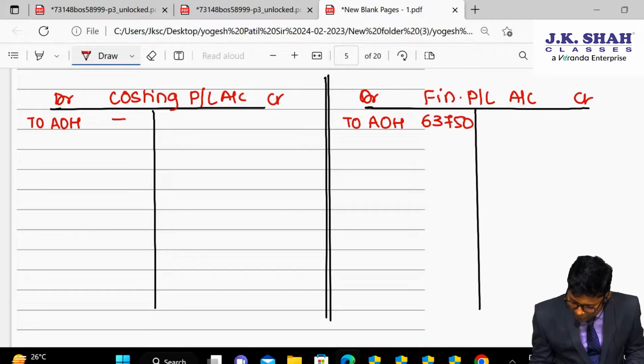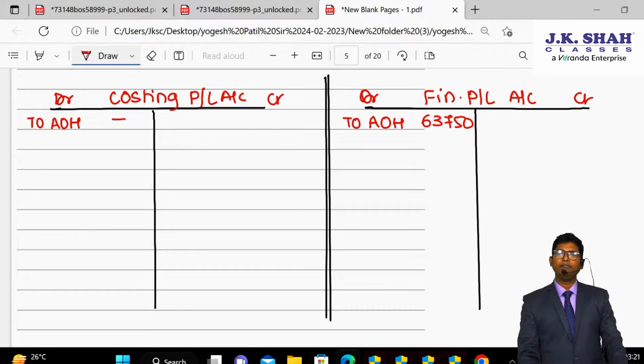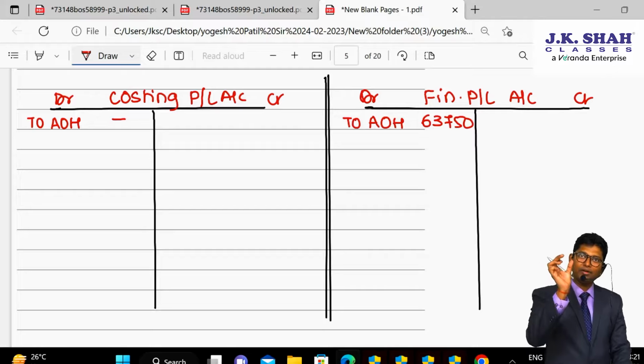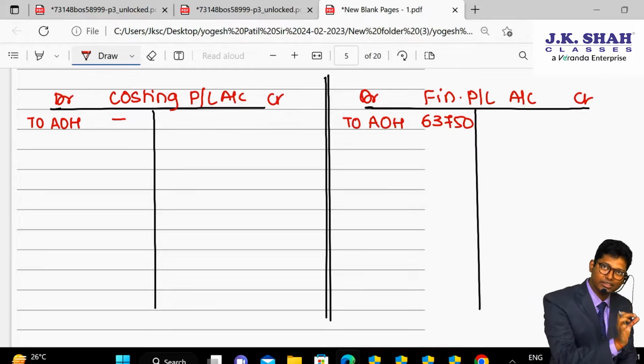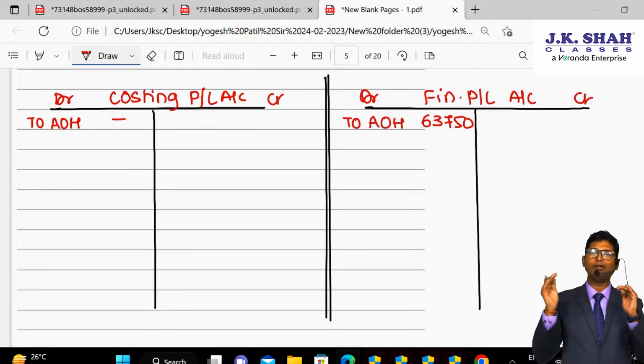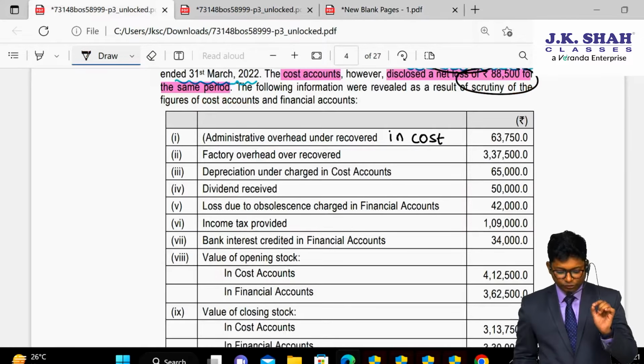63,750. This much is the amount which is recorded in finance, but the same amount is recorded on the lesser side in the cost accounting. This is the meaning of this information. If you have understood this, try and answer the next question.